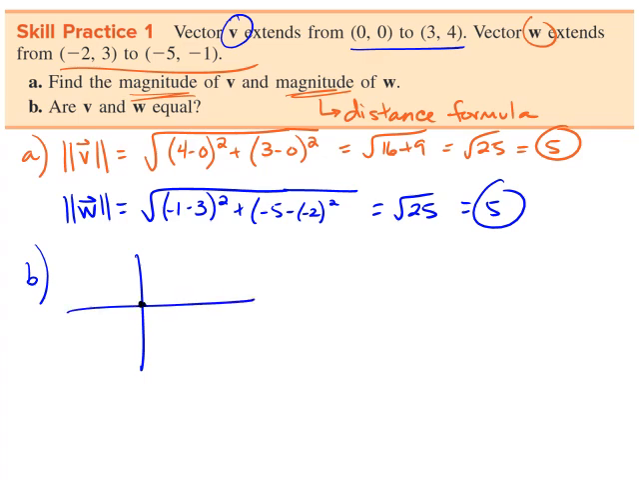The first one starts at (0, 0) and then goes to 4. And then the second one starts at (-2, 3) and goes to (-5, -1), which is here. So yes, they are the same length or have the same magnitude, but they go in opposite directions. So no, they are not equal.